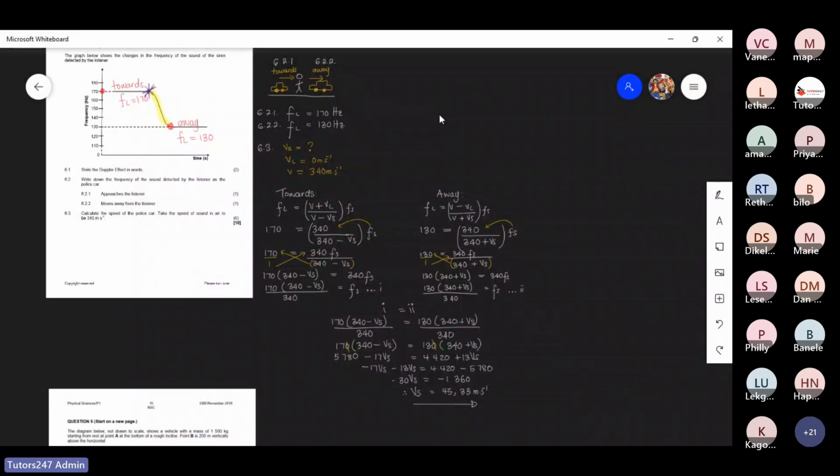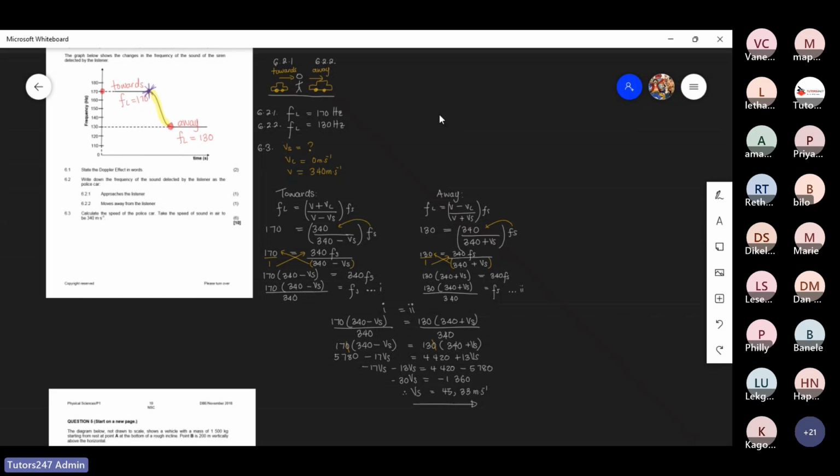and moving away. Once we have done that, all we needed to do was substitute those values into our formula, and that would give us our final answer of 45.33 meters per second.